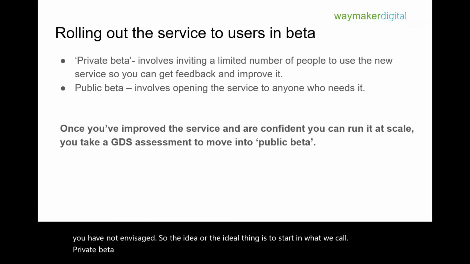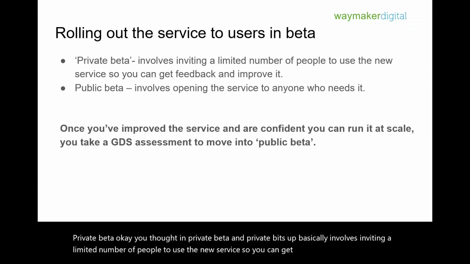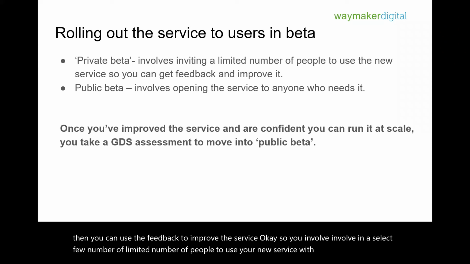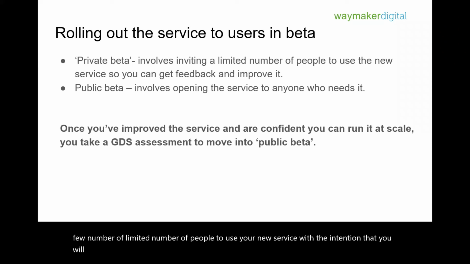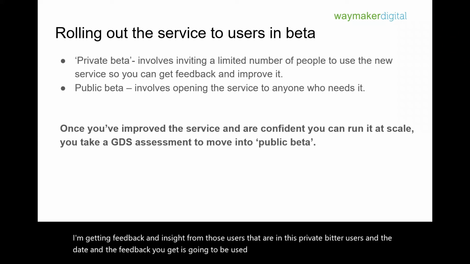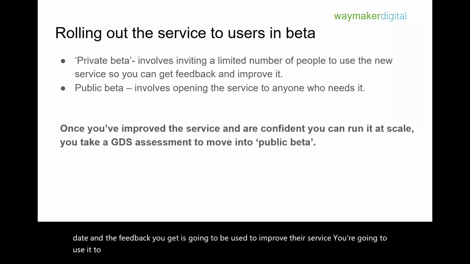You start in private beta, and private beta basically involves inviting a limited number of people to use the new service so you can get feedback from them, and then you can use the feedback to improve the service. So you select a limited number of people to use your new service with the intention that you will be getting data, feedback and insights from those private beta users, and you're going to use it to iterate on the service.